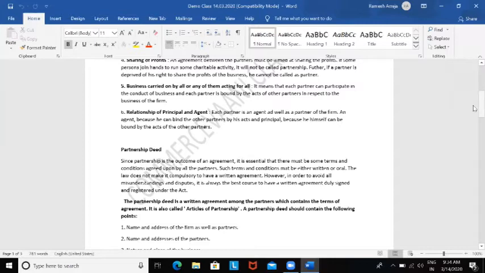Agreement, you will not be able to prove it in the court of law. In my point, it is always necessary to have it in writing. It will always be good if your partnership firm is registered. Registered means you will have a partnership deed, right?